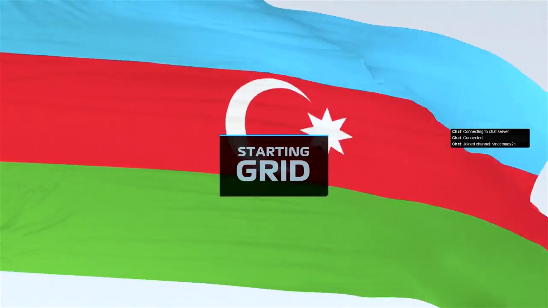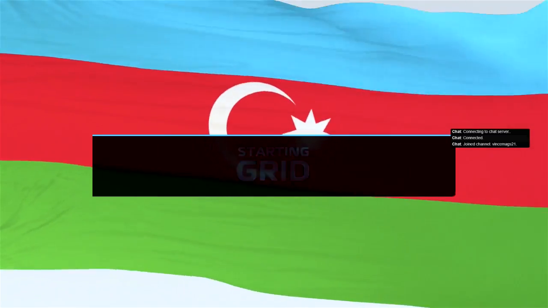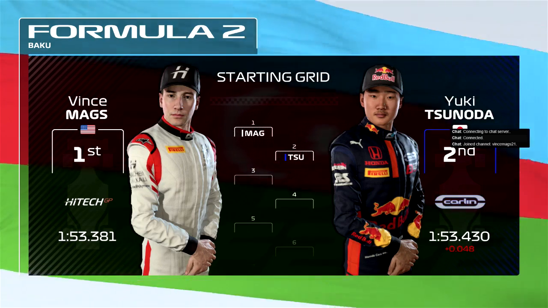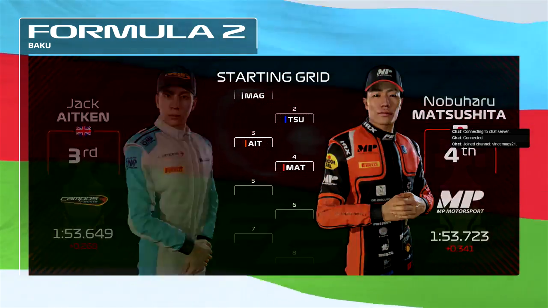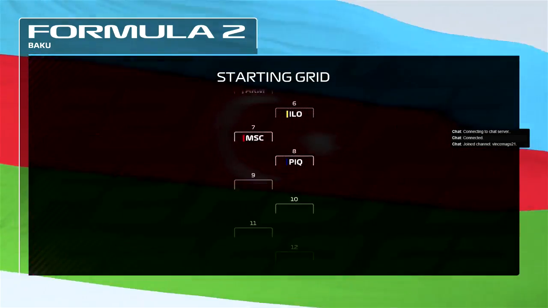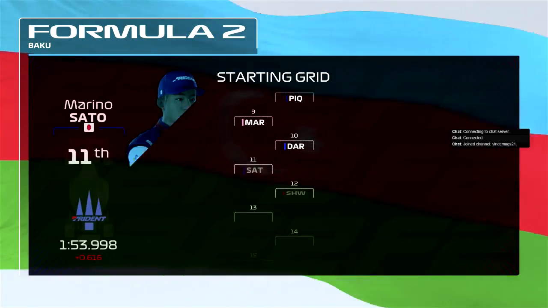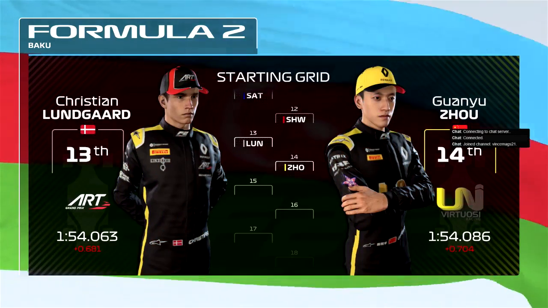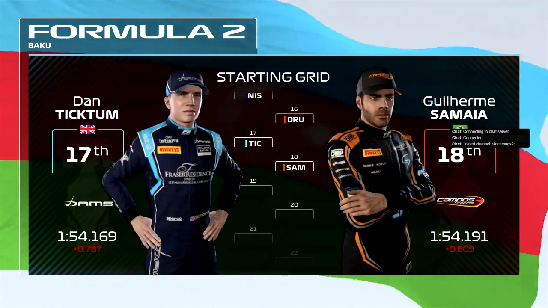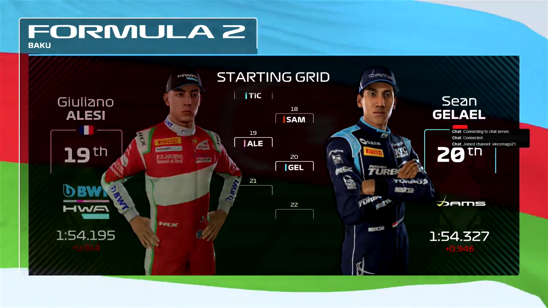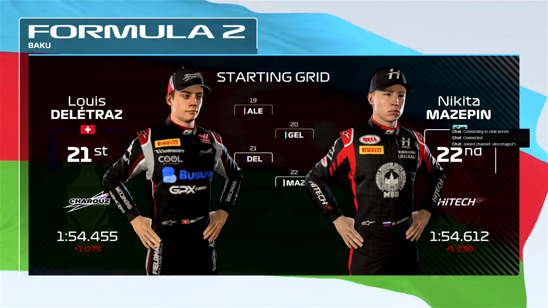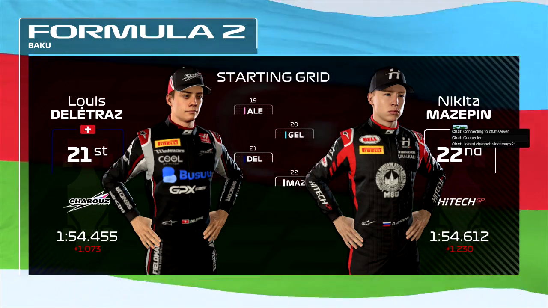Here are the starting positions for today's race. The Rainmaster lines up on pole position, with Yuki Tsunoda alongside. Looking down the rest of the grid, we have Aitken, Matsushita, Marcus Armstrong, Ilott, Schumacher, Piquet, Markelov, Juri Vips, Sato, Shwartzman, Christian Lundgaard, Nissany, Dragovic, Ticktum, Guilherme Samaia, Alesi, Gelael, Delétraz, and Nikita Mazepin starts from the back of the grid. And with preparations almost complete, let's head down to the track.